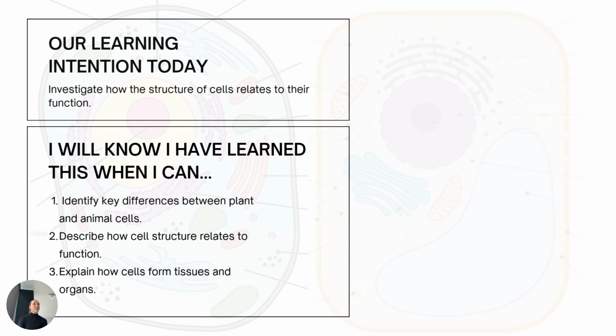Before getting into the nitty gritties of cells and all things exciting about the basic units of life, our intended learning outcomes and success criteria. So, by the end of this lesson, you will be able to identify key parts of animal and plant cells, also explaining how each structure helps the cell do its job. I will know I've learned this when I can identify key differences between plant and animal cells, describe how cell structure relates to its function, and explain how cells form tissues and organs.